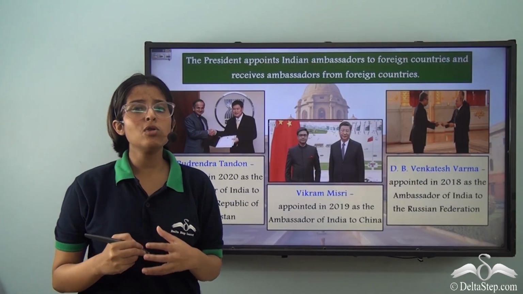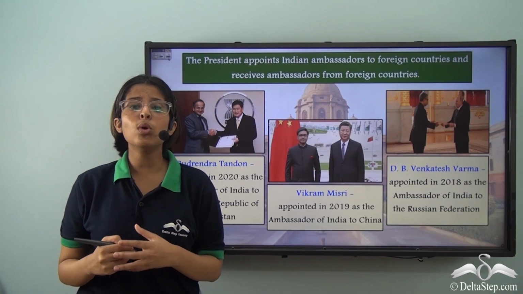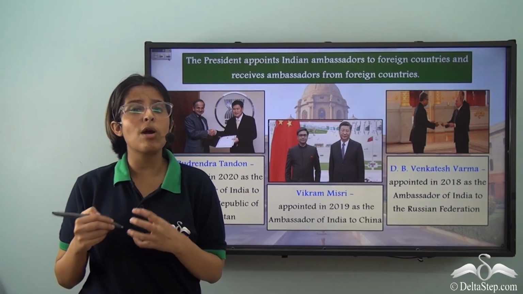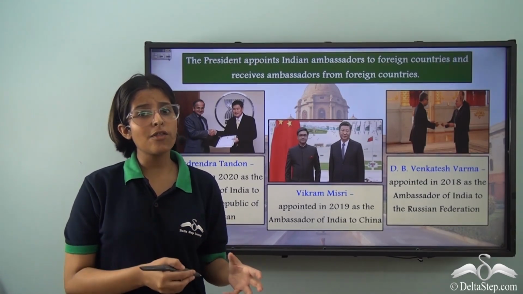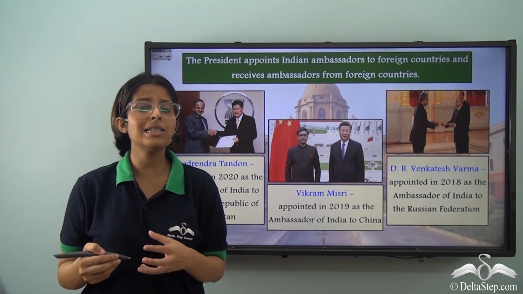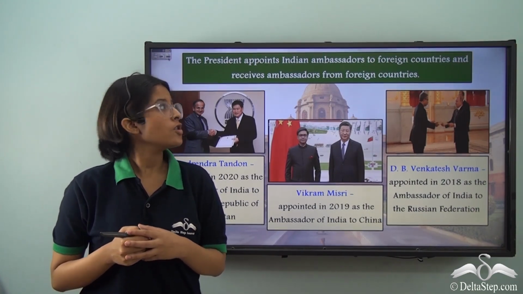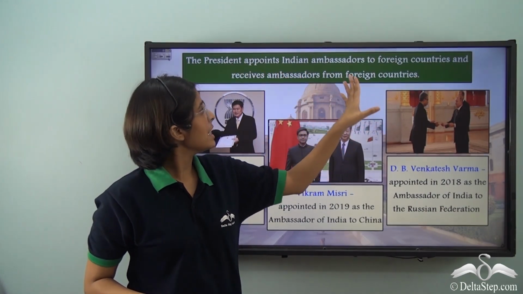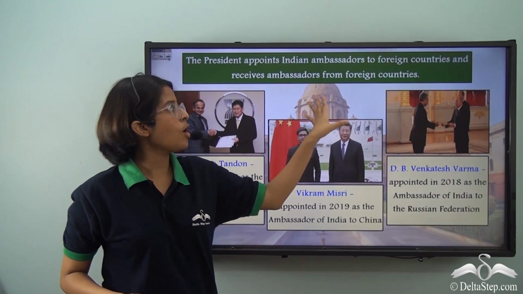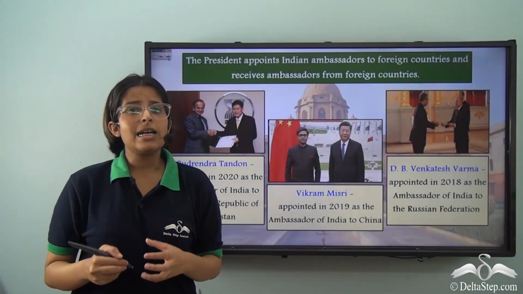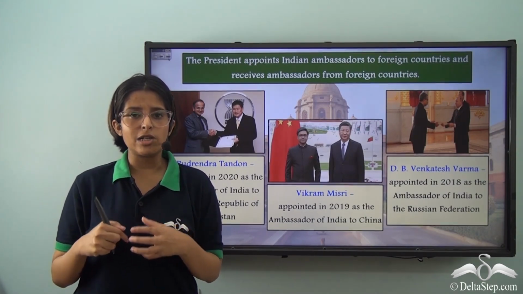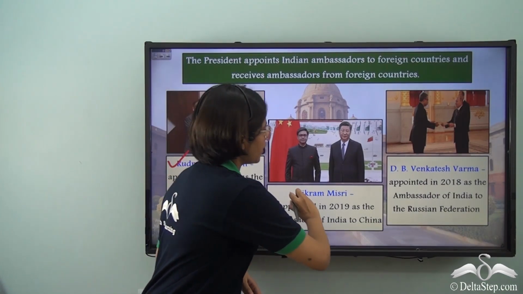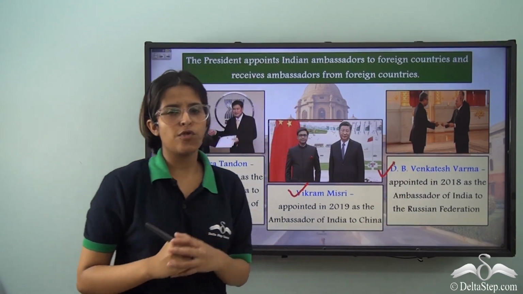You must have heard about an ambassador. Do you know who a foreign ambassador is? So an ambassador is the highest ranking representative of a country in another country with which this country has diplomatic relations. So the president appoints the Indian ambassadors to foreign countries and receives ambassadors from other foreign countries. India has ambassadors for different countries who are appointed by the president, such as Rudendra Tandon, Vikram Misri and D.B. Venkatesh Verma.